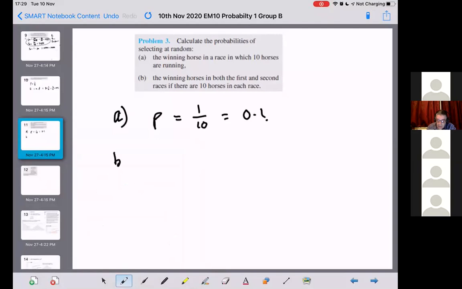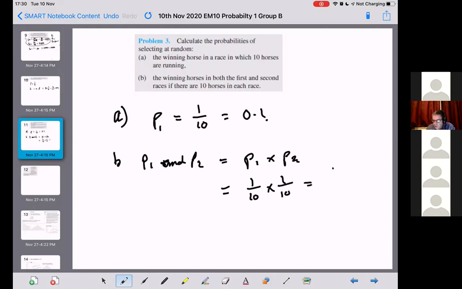B. So that's P for race 1, and the winning horse in race 2. So "and" means times. P1 times P2. Both of them are probabilities of a tenth. So 1 times 1 on the top is 1. 10 times 10 is 100 on the bottom. It's a 100th, or 0.01 is the probability.